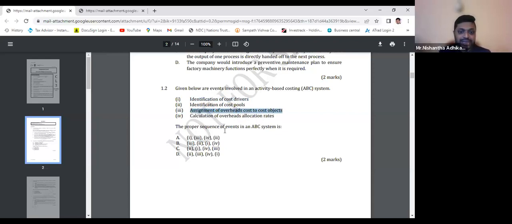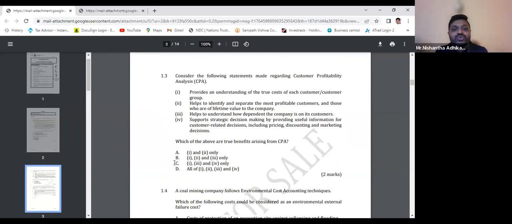That is the last step. Therefore, the correct answer should be C. It explains the correct order of the activity-based costing system, right? Correct steps. The answer should be C, right? We will move to the next one.